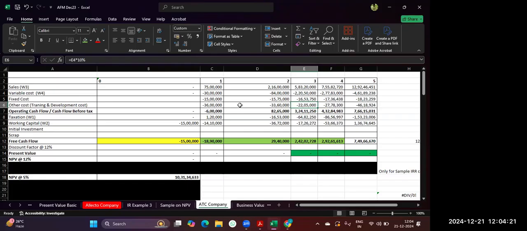Got it? Sir, I have a doubt. Can you please show me the calculation for training and development cost also? Variable cost is how much? So 30 lakhs into 120% for the first year. Second year, what is the variable cost? 84 lakh. Got it? Yes, sir.